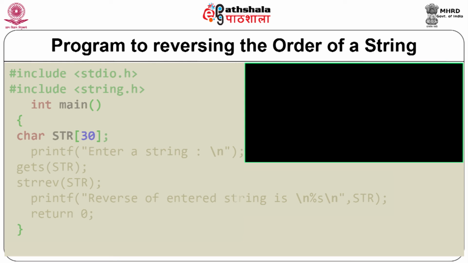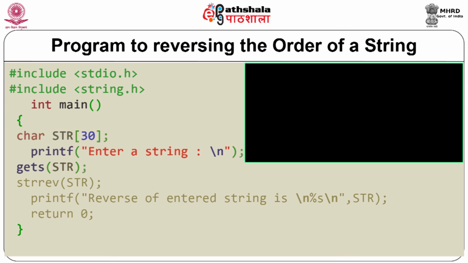This program elaborates how to use the reverse function in a program. You can see the name of the string is str and the size of the string is 30. We are using a printf statement and a gets statement in order to take the string from the terminal. The entered string here is straw, and we are using the string reverse function.